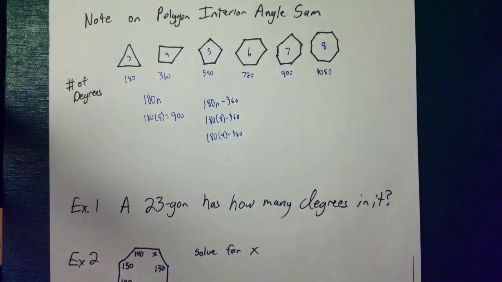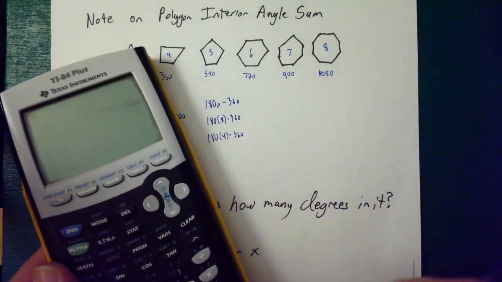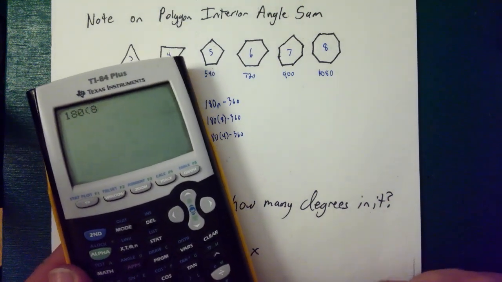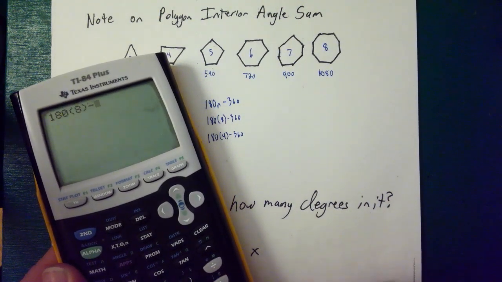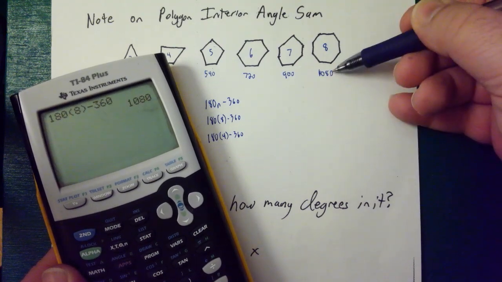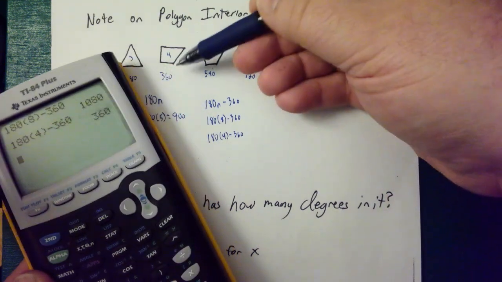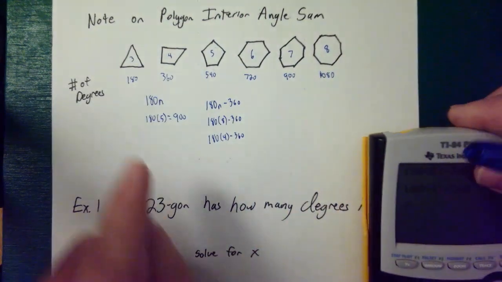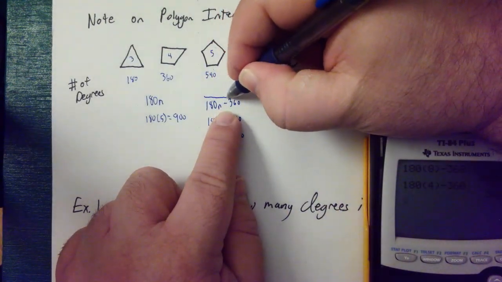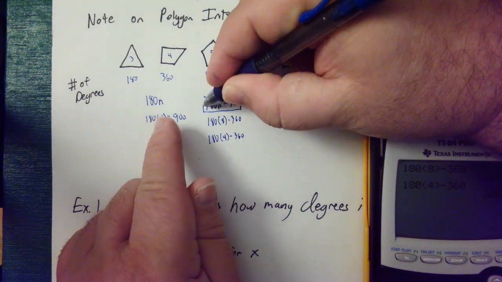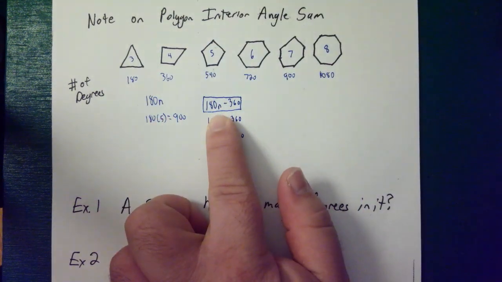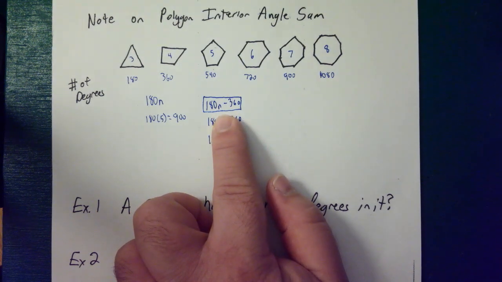Grab my calculator. So 180 times 8 minus 360 is 1080 like it's supposed to be, and 180 times 4 minus 360 is 360 like it's supposed to be. Now here's the thing though, while this is the rule and it does work, in algebra you learn about simplifying. And there is a way to simplify this so that it is easier to work with.